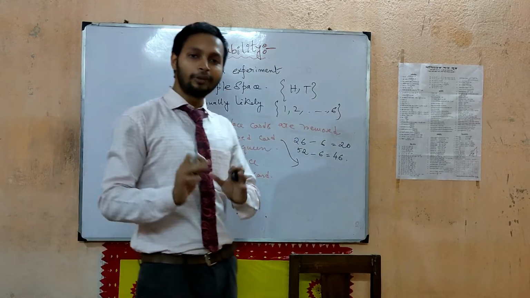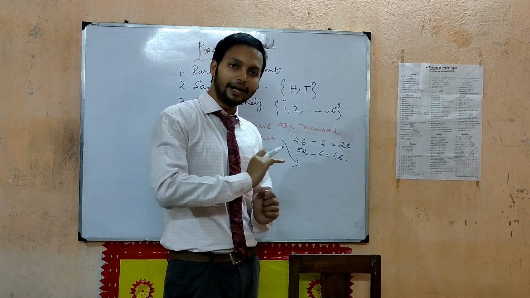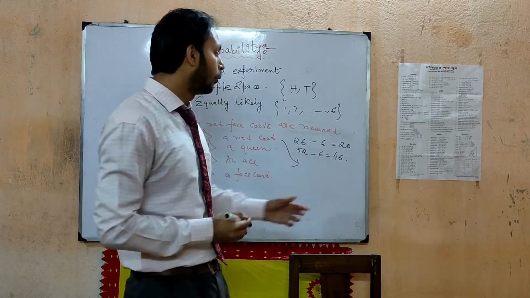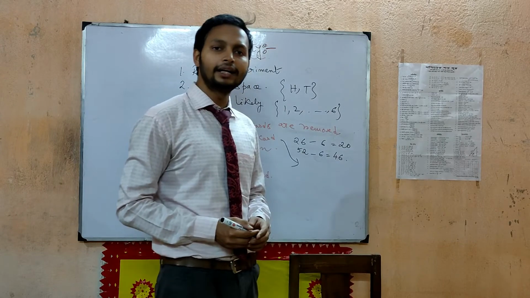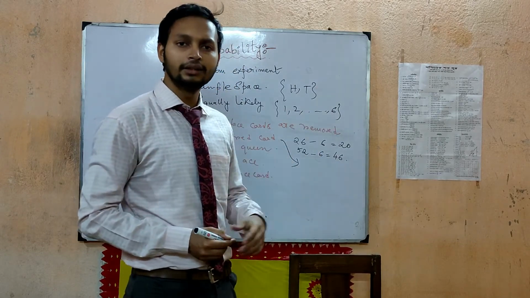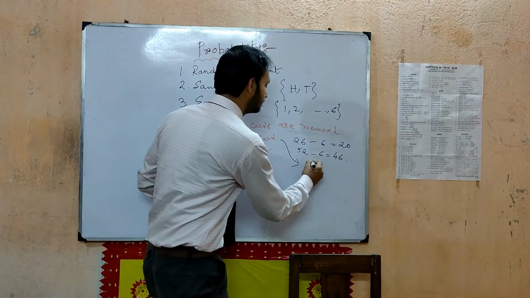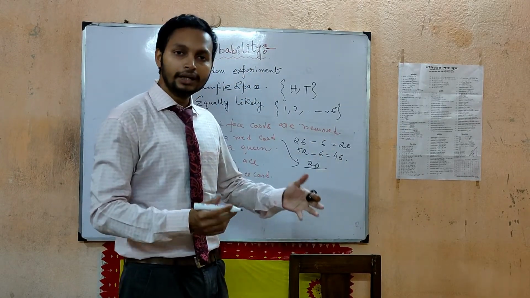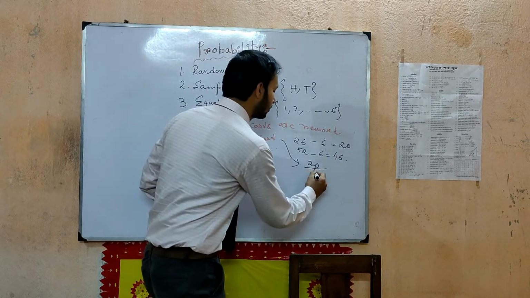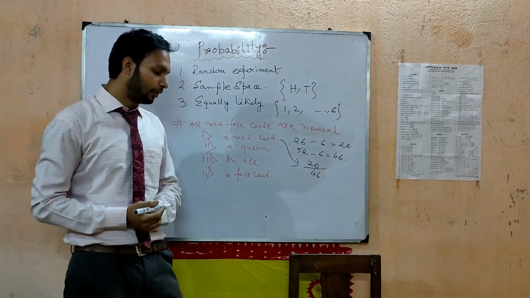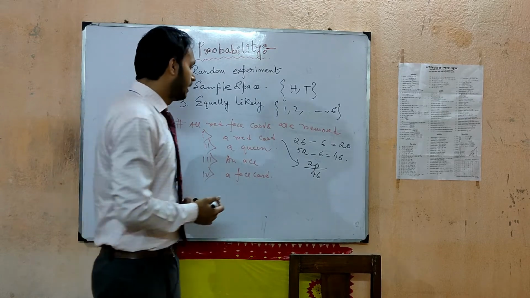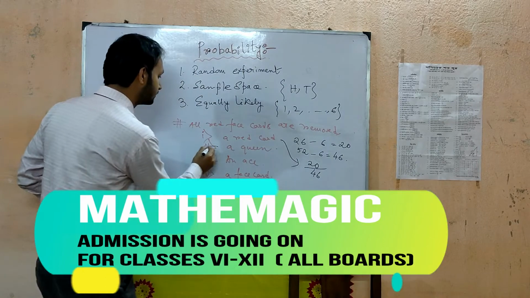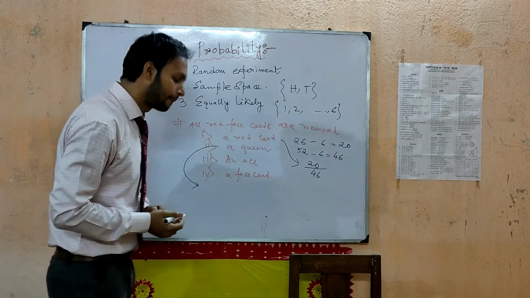The definition of probability is favorable number of events by total number of events. So favorable number of events means we need a red card. How many red cards are there now? 20 red cards are there. So favorable number of events is 20. And total number of events, that means how many cards are left in the deck? 46. So the probability will be 20 by 46. Understood? Now you will cancel the rest. The next one is a queen.